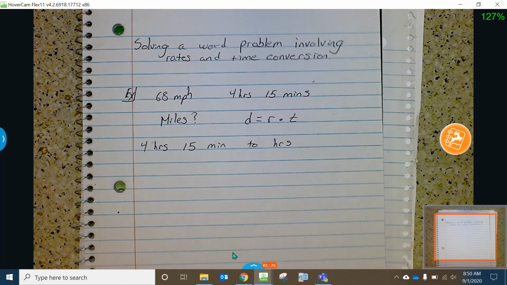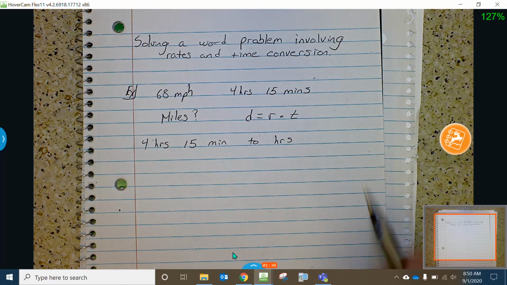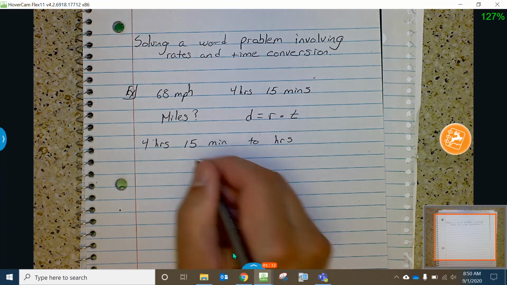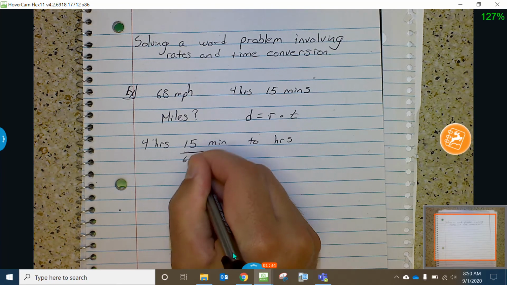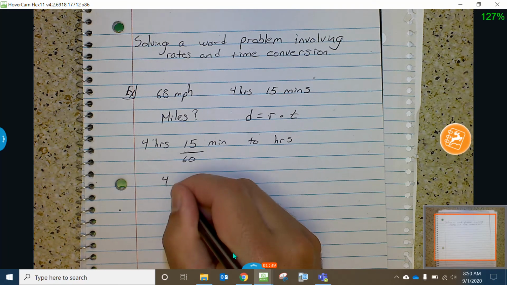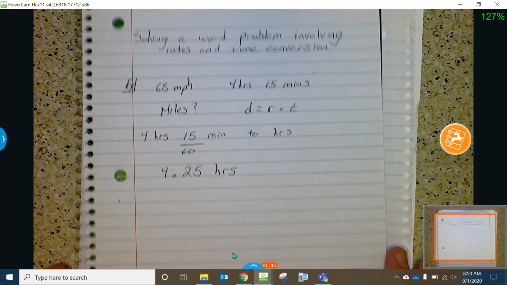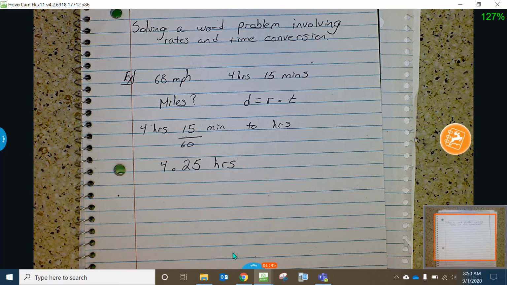So the way you do that is you take how many minutes are in an hour. It's 60. So we're going to divide this by 60. So that's 4 1/4 or 4.25 hours. That's the whole key to this problem. You want to get that 4.25 hours.